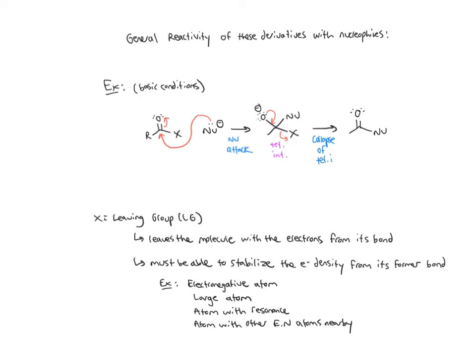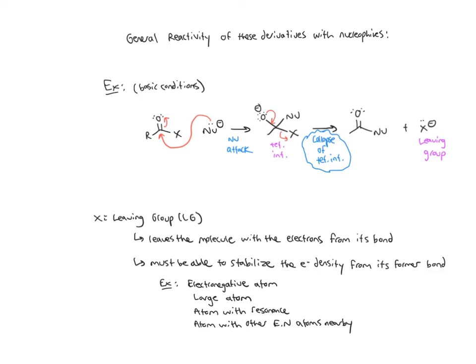And this is the collapse of the tetrahedral intermediate. This is that new step that we're introducing for these mechanisms. And then what we're going to be left with is that X group. And we call this X group a leaving group because it was kicked out of the molecule and it left and it basically took the electrons from its bond that it had to the carbon, it took them towards itself. And so it has to be able to stabilize those electrons.